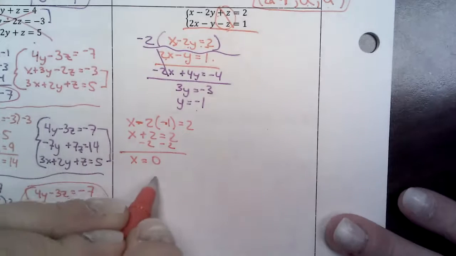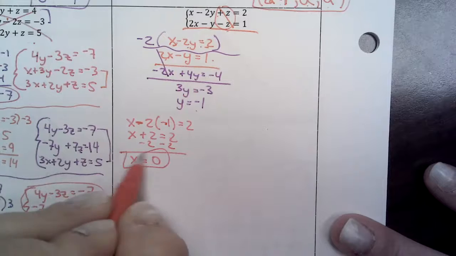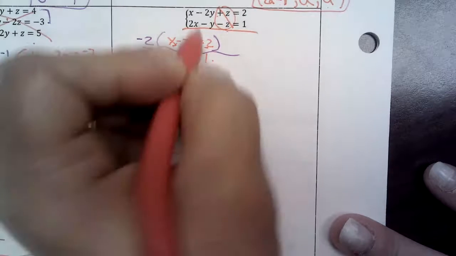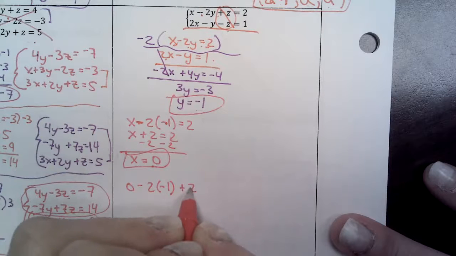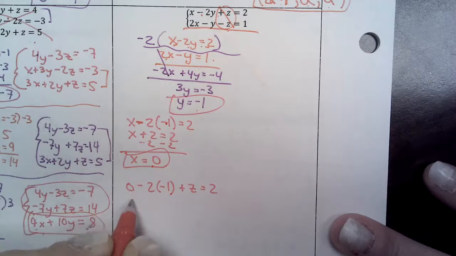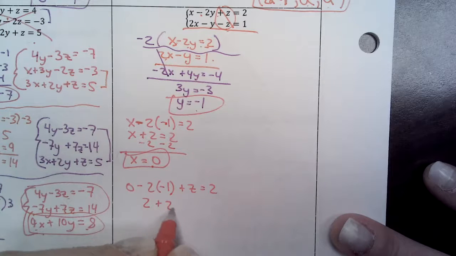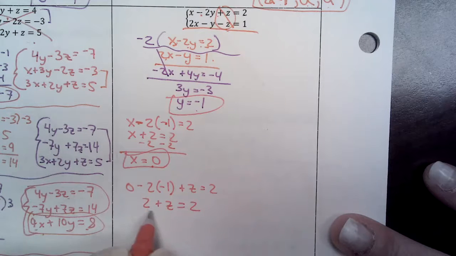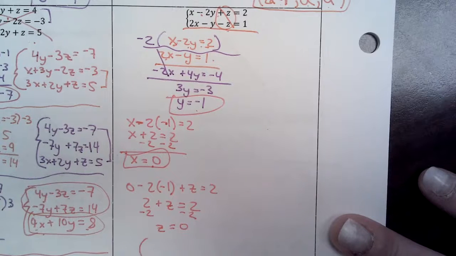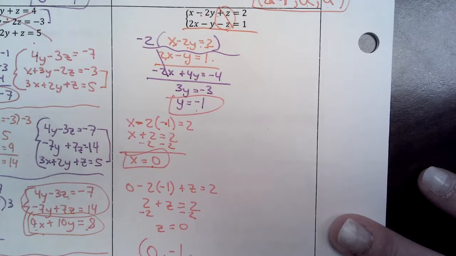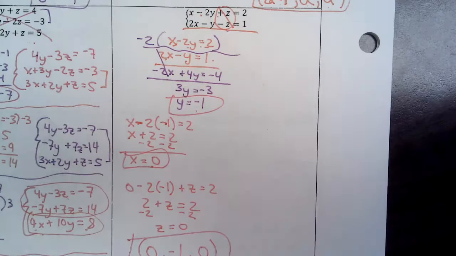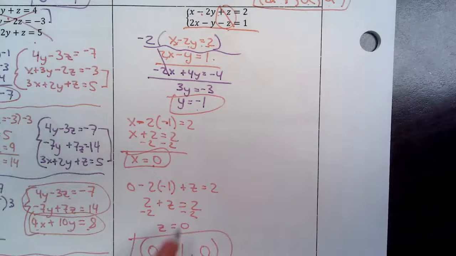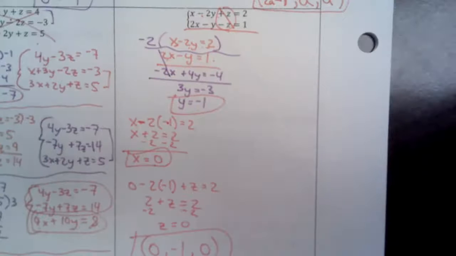Okay, so now let's go on ahead and plug x back in and y back in to get our z. So 0 minus 2 times -1 plus z equals 2. Okay, so I'm going to have 2 plus z equals 2. Subtract 2 from both sides, and I get z equals 0. So my answer then is 0, -1, 0. Okay. And once again, you could double check it by plugging all 3 of these back into both and making sure that it works.